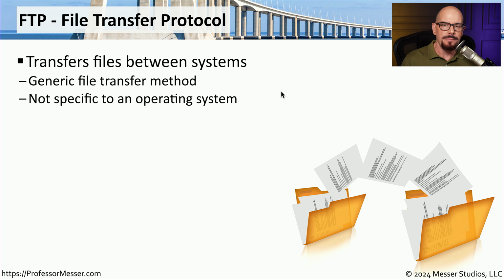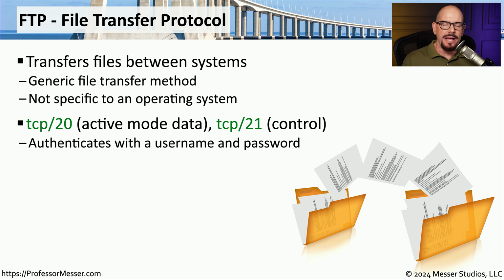This is a very common and generic form of file transfer that can be used on Linux, Windows, Mac OS, and practically any other operating system. Unlike many applications that use a single port number to communicate, FTP is configured to use two different port numbers, specifically TCP port 20 and TCP port 21. TCP port 20 is commonly associated with the file transfer process itself, and port 21 is commonly used to send control information between one device and another.